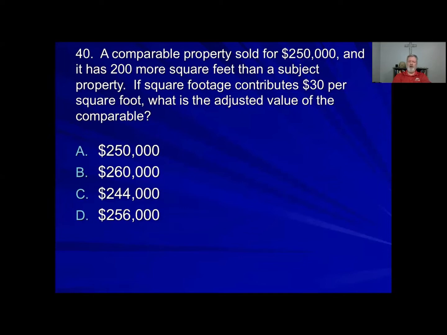So we have a question here really dealing with appraisal. It says you have a comparable property that sold for $250,000. It has 200 more square feet than the subject. If the square footage contributes $30 per square foot, then what is the adjusted value of the comparable?